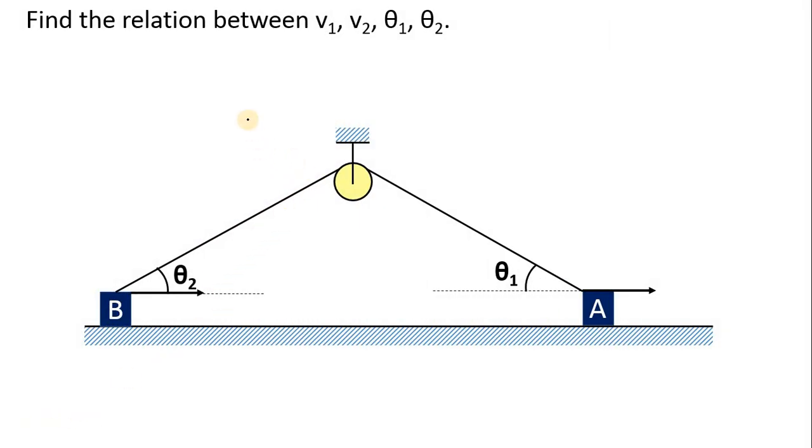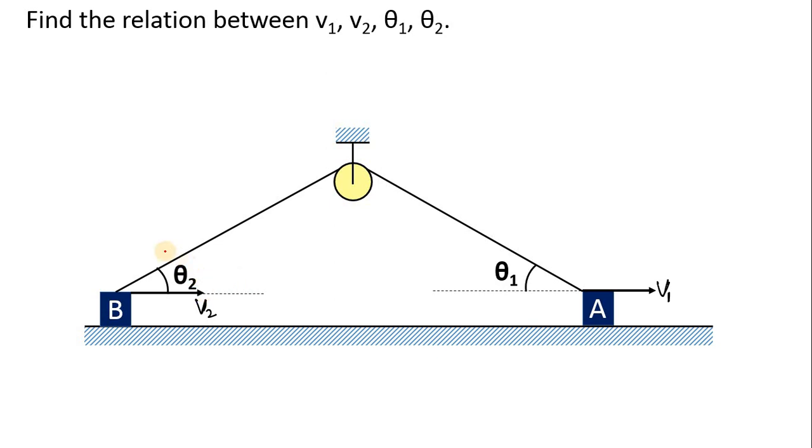One last question. Find the relation between the velocities V1, V2 and theta1, theta2. See here, the block A is having velocity V1. Block A is moving rightwards on the table, and the block B is going with velocity V2 on the table horizontally. Both the blocks are moving horizontally on the table, and the string makes angles theta1, theta2 with the horizontal at these two places as shown here. So once again we should find the components of these velocities along the string.